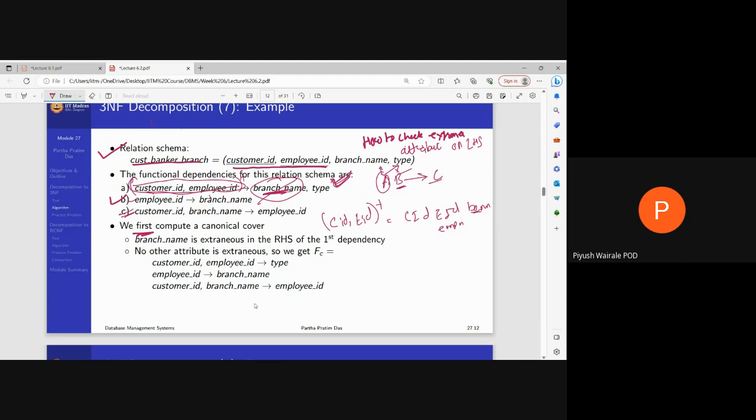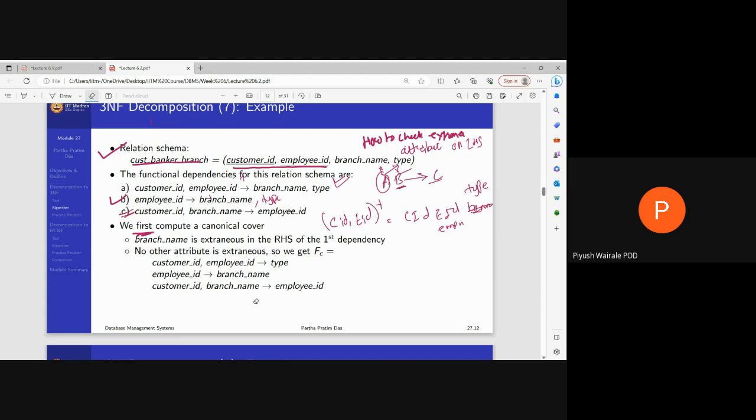So just take the closure of the left hand side of those functional dependencies for which we are checking the right hand side, and see whether that attribute is there or not in the closure. In this case, branch name is there, so we can simply remove that. If in the case of branch name it is type, then we can remove type because type is extraneous in that case. And if both branch name and type are present in the closure, say suppose here I add type also, then this whole functional dependency is redundant, so we can remove this functional dependency.